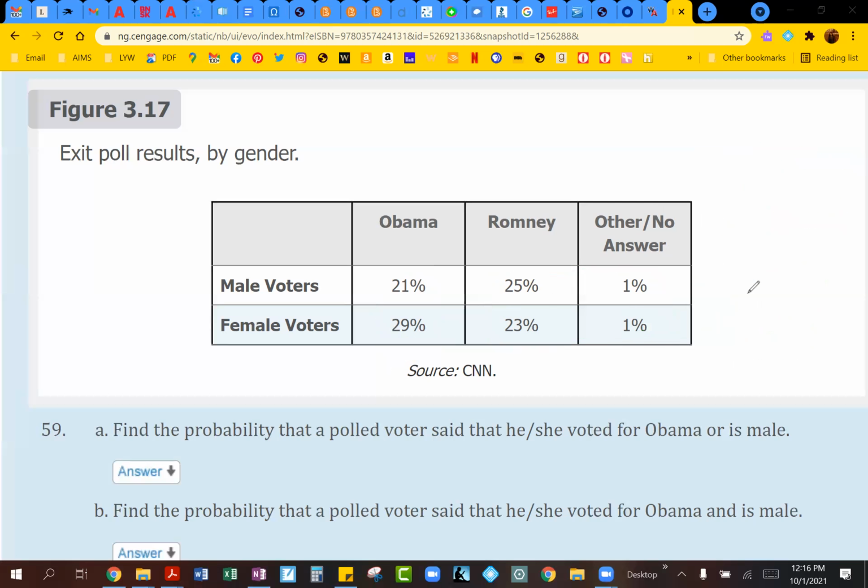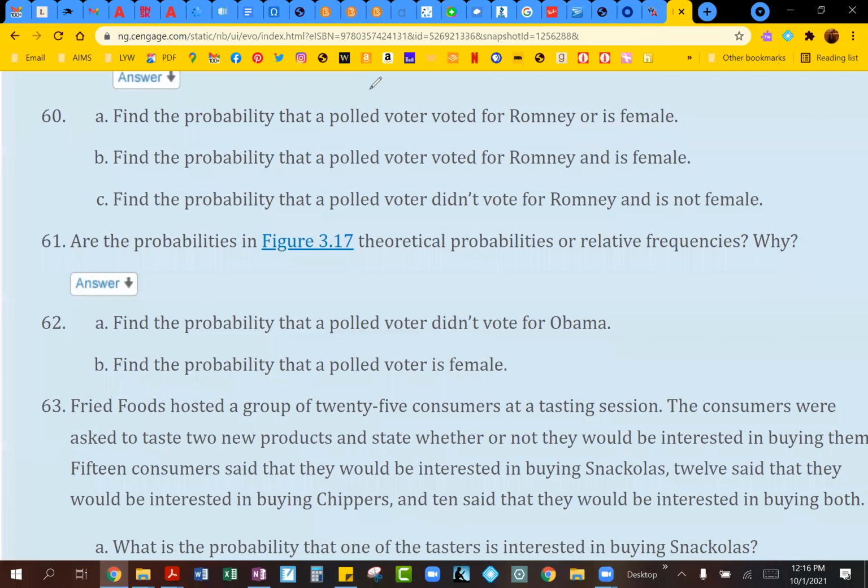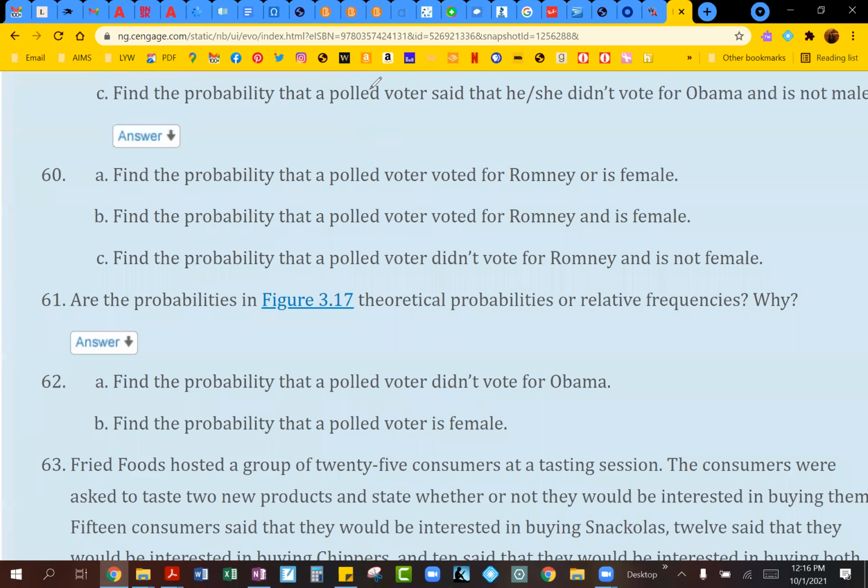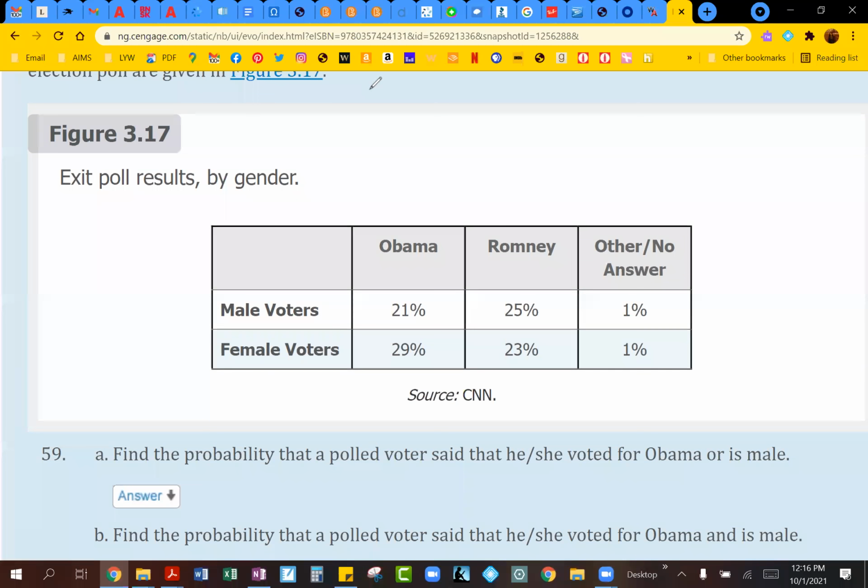Now let's take a look at part B over here, which I believe was the probability that a polled voter is female. So what is the probability that a polled voter is female? And what do you think this answer will come out to be? So just get your answer ready in the chat. It should take you maybe just a couple seconds to get that number. And again, leave it in a decimal form as your answer.